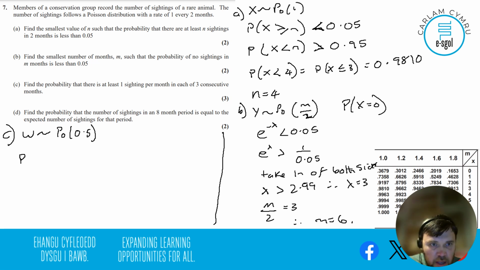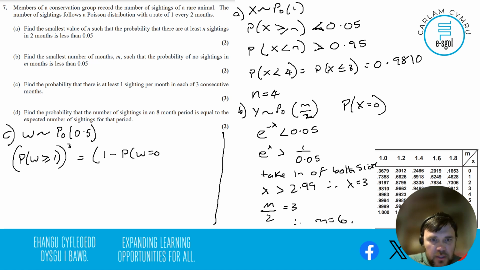So P(W ≥ 1). Because it is for 3 consecutive months, we're just going to cube that. To work out the probability of W greater than or equal to 1, we would put 1 minus the probability of W equal to 0, cubed, which is equal to 1 minus 0.6065 cubed, which gives us an answer of 0.0609.